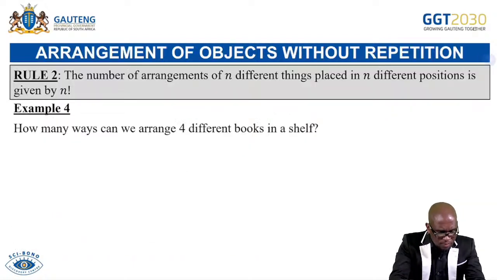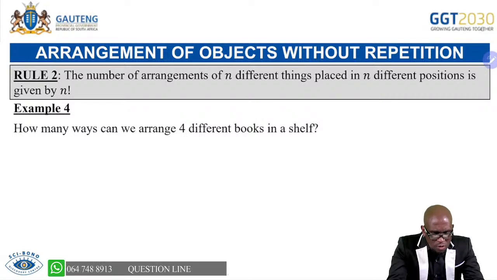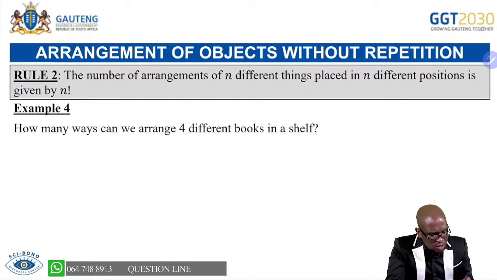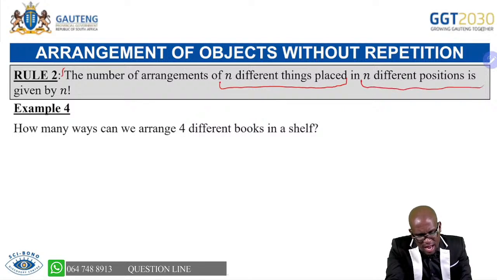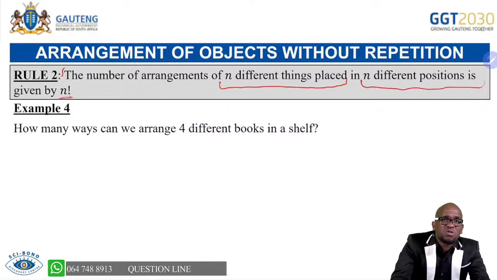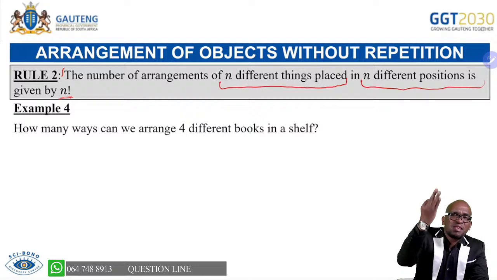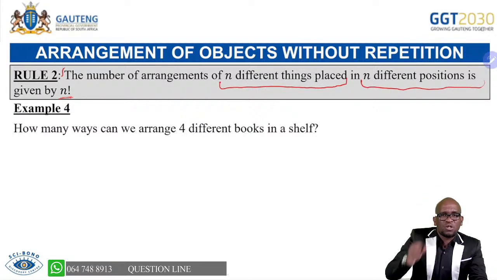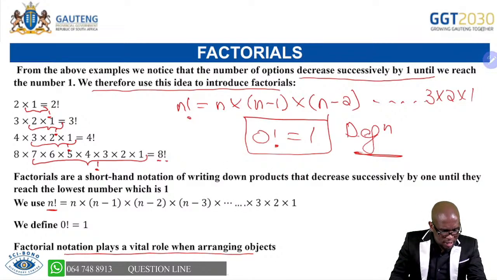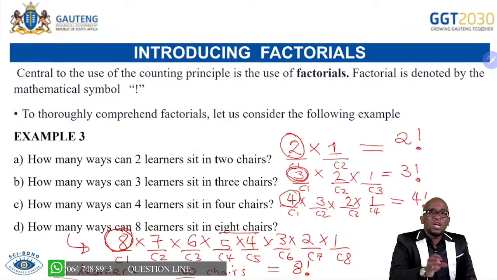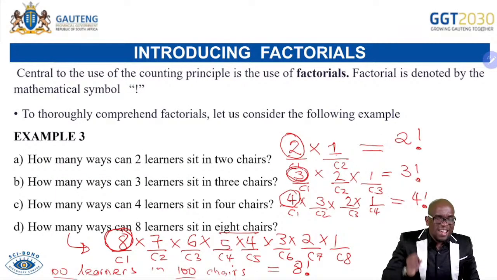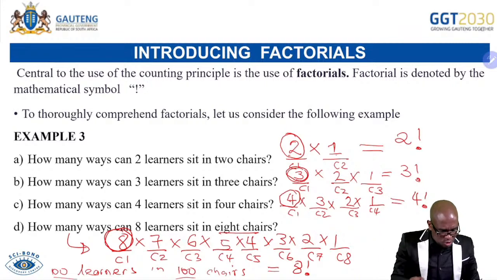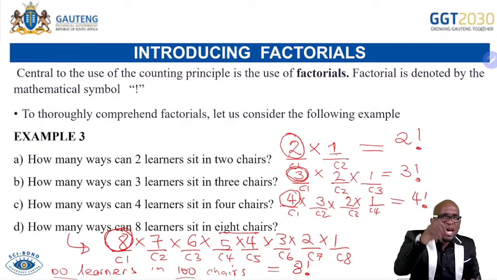Now let's go on. Arrangement of objects without repetition. First rule number 2, remember rule 1 was the fundamental counting principle. Rule 2 says if we arrange n things in n ways, then we can do that in n factorial ways. Just like we were doing there, 3 learners, 3 chairs, 3 factorial, right? Can go back here, 2 learners, 2 chairs, 2 factorial. 3 learners, 3 chairs, 3 factorial. 4 learners, 4 chairs, 4 factorial. 8 learners, 8 chairs, 8 factorial.